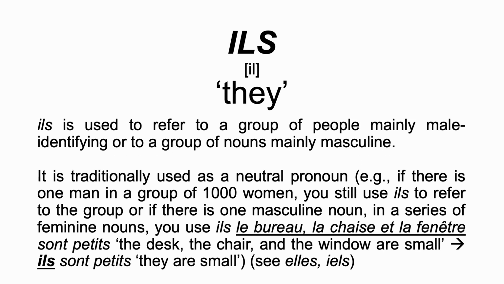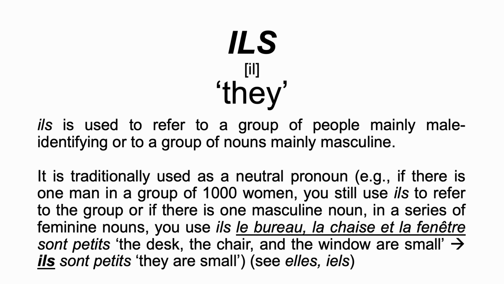The third person plural pronoun for masculine is ils, equivalent to they in English. Repeat, ils. Ils is used to refer to a group of people mainly male identifying or to a group of nouns mainly masculine. Ils is traditionally used as a neutral pronoun, meaning that if there is one man in a group of 1,000 women, you still use ils with an S to refer to the group. Or if there is one masculine noun in a series of feminine nouns, you use ils as well.